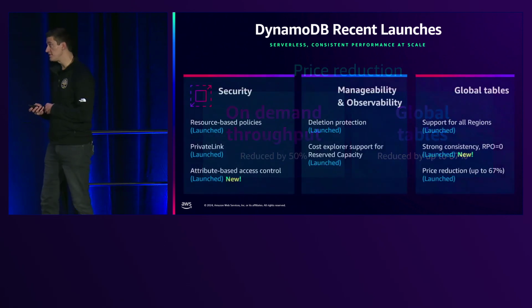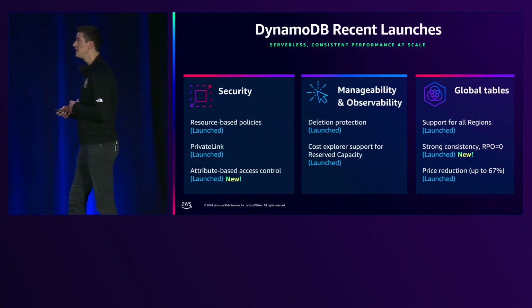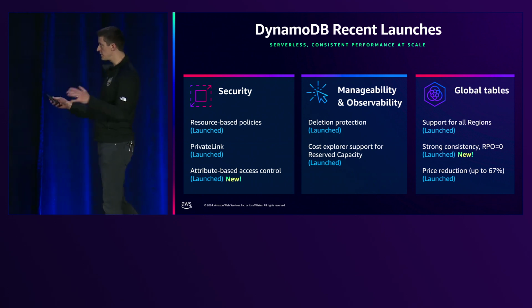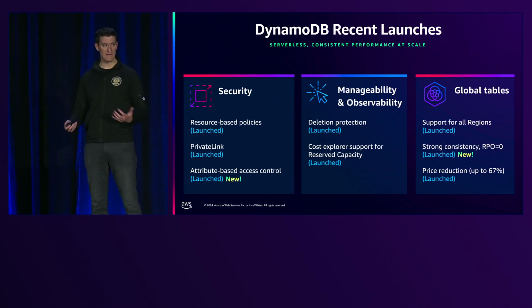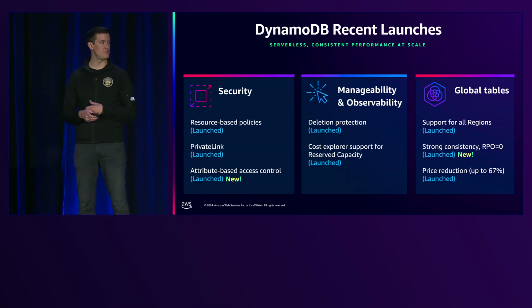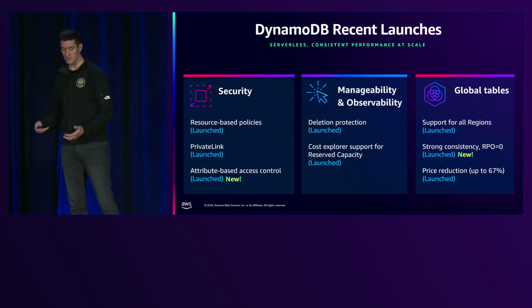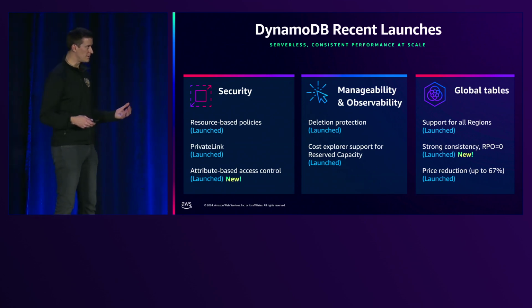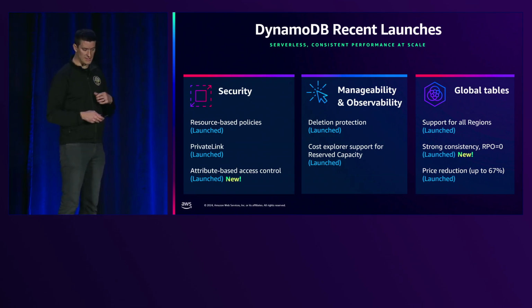We had a big year this year on security. We had quite a few launches. Resource-based policies are really helpful to be able to control access for a particular table. You can attach a policy to a table. PrivateLink support. We just GA'd attribute-based access control as well. So, just increasing the amount of integrations into the entire AWS system.